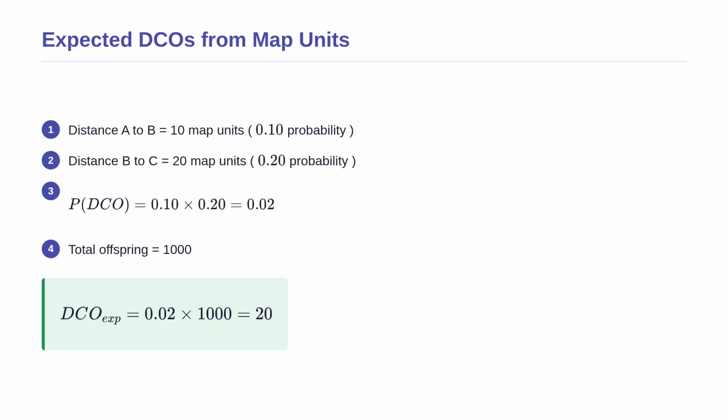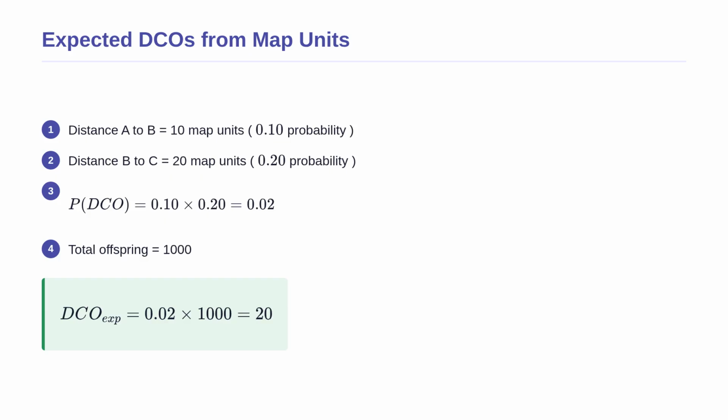Let us look at a slightly more complex scenario, where we must calculate the expected double crossovers ourselves. In a 3-point test cross, the distance between gene A and B is 10 map units, and between B and C is 20 map units. Out of 1,000 total offspring, the researcher observes only 5 double crossovers.